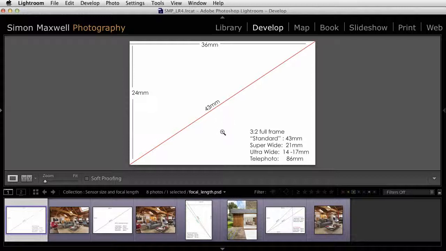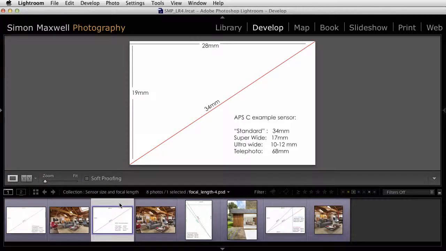And manufacturers will quote the focal length of a lens assuming you're shooting on full frame 35mm in those terms. So if you ask for a standard lens and you're actually using an APS-C size sensor, that standard lens is going to come out a little more telephoto.